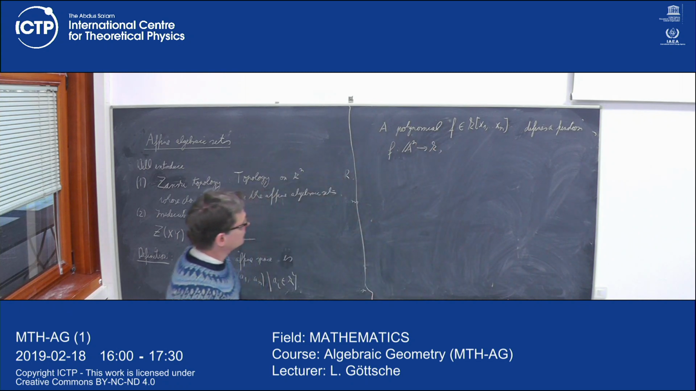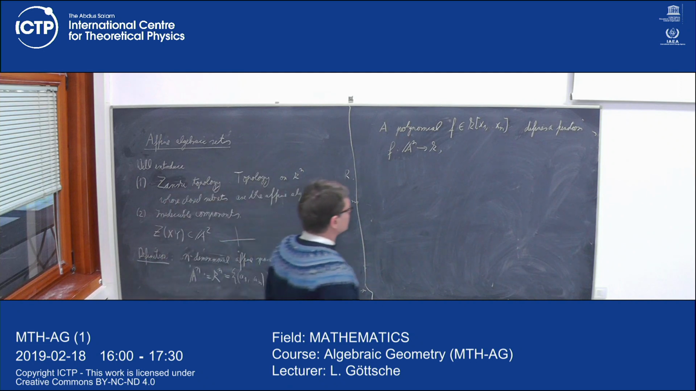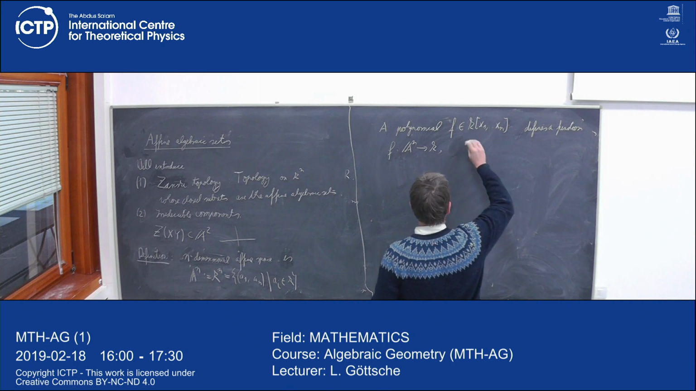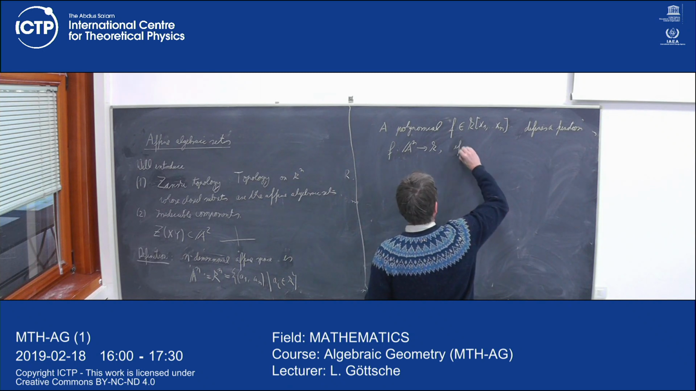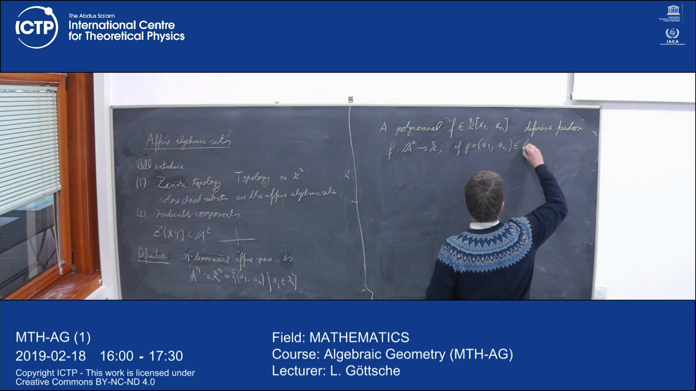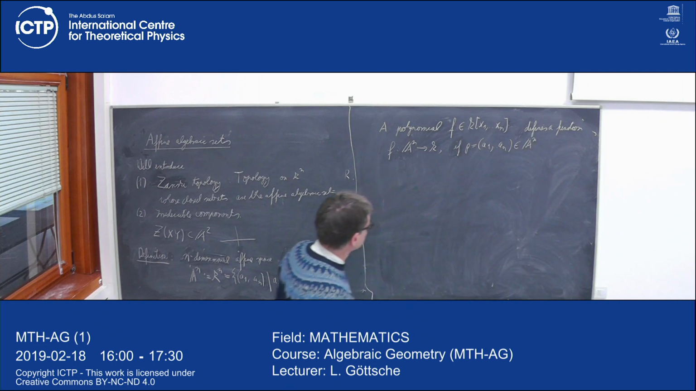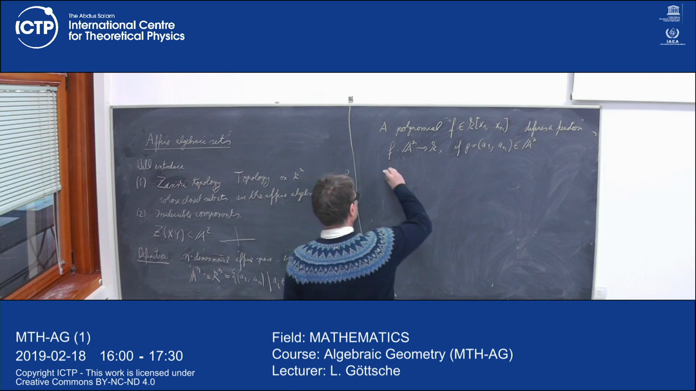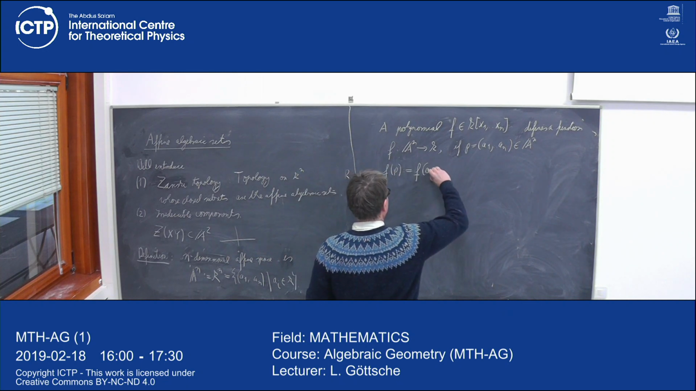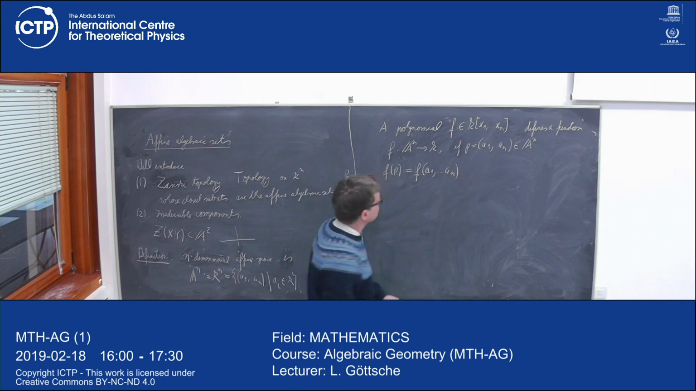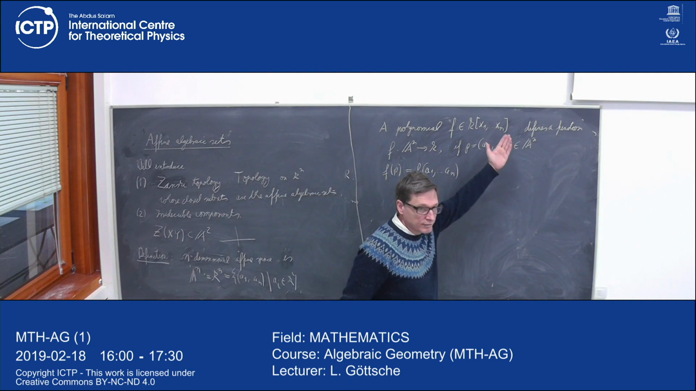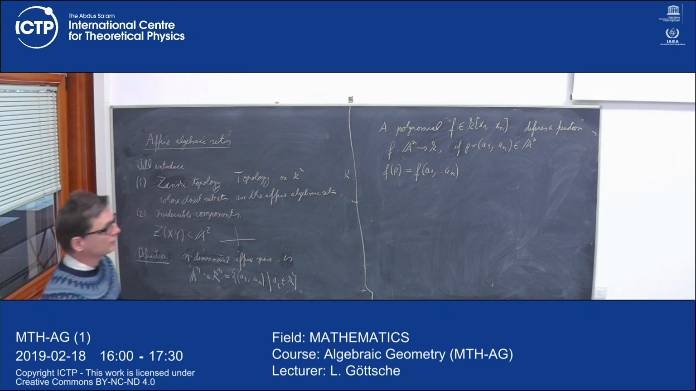So from A^n to k, namely, if p equals (a1, ..., an) is a point in A^n, we have f of p defined to be f of a1 to an. In other words, we just replace the variables by the coordinates of the point. Okay, that's the obvious way how this defines a function.